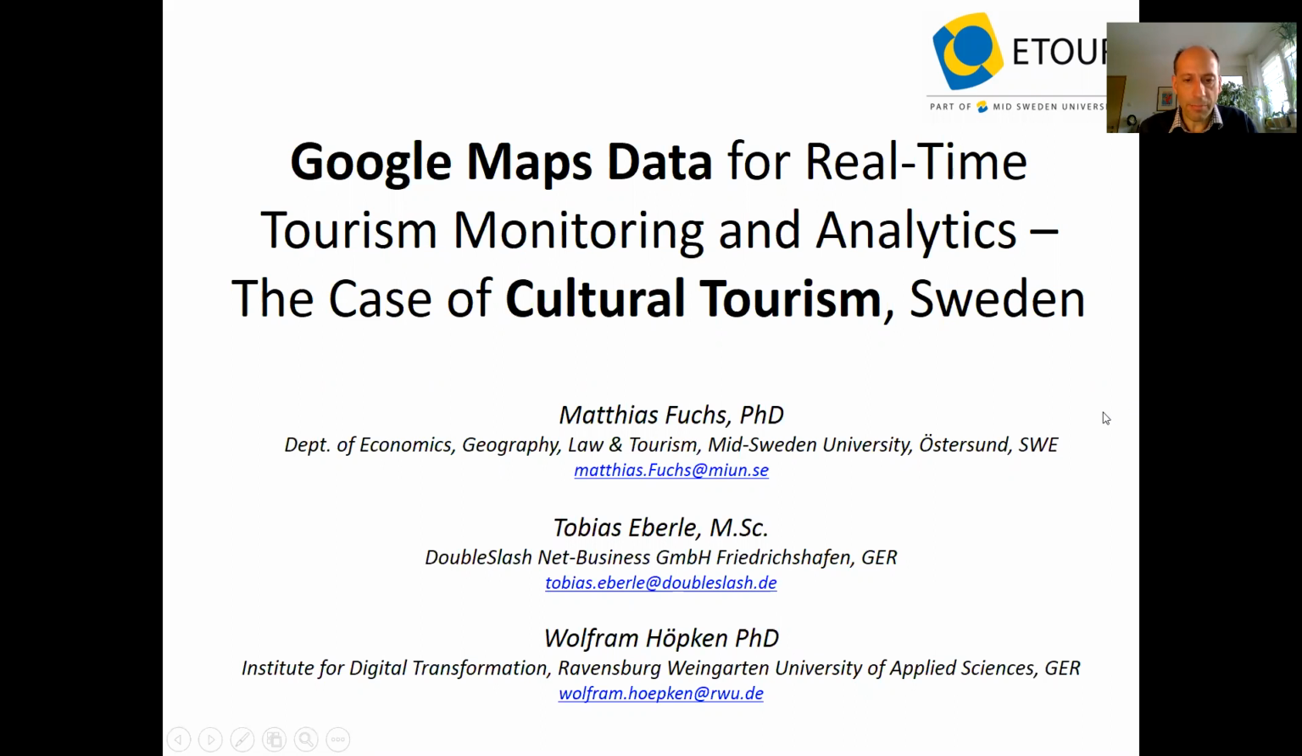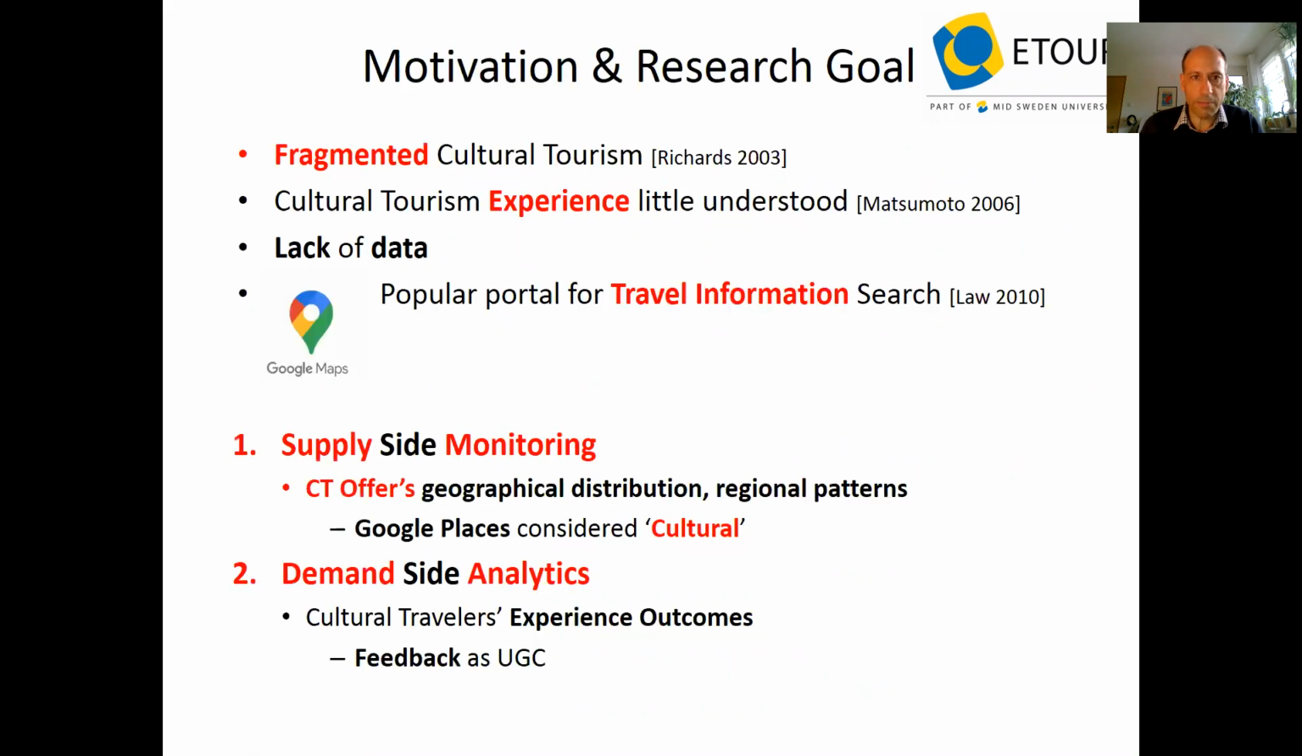The research I'm talking about has been conducted together with Professor Wolfram Höpken from Ravensburg University, Germany, and the graduated student Tobias Eberle, now a software developer. I'm talking about how the data from Google Maps can be used to monitor cultural tourism.